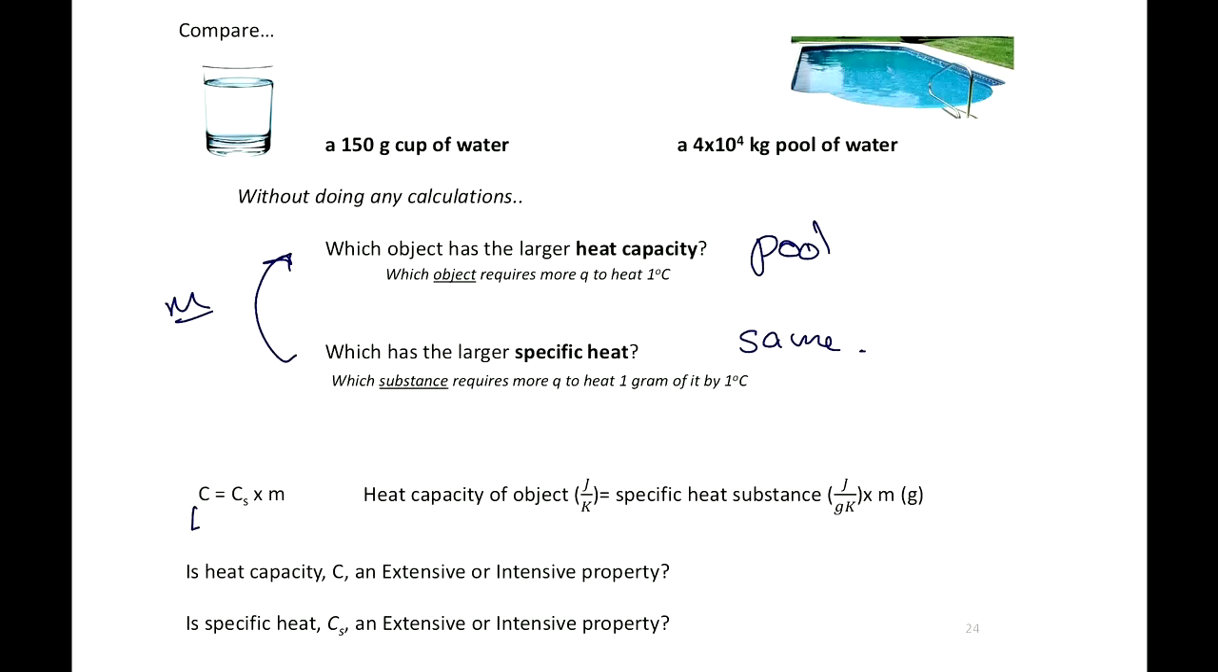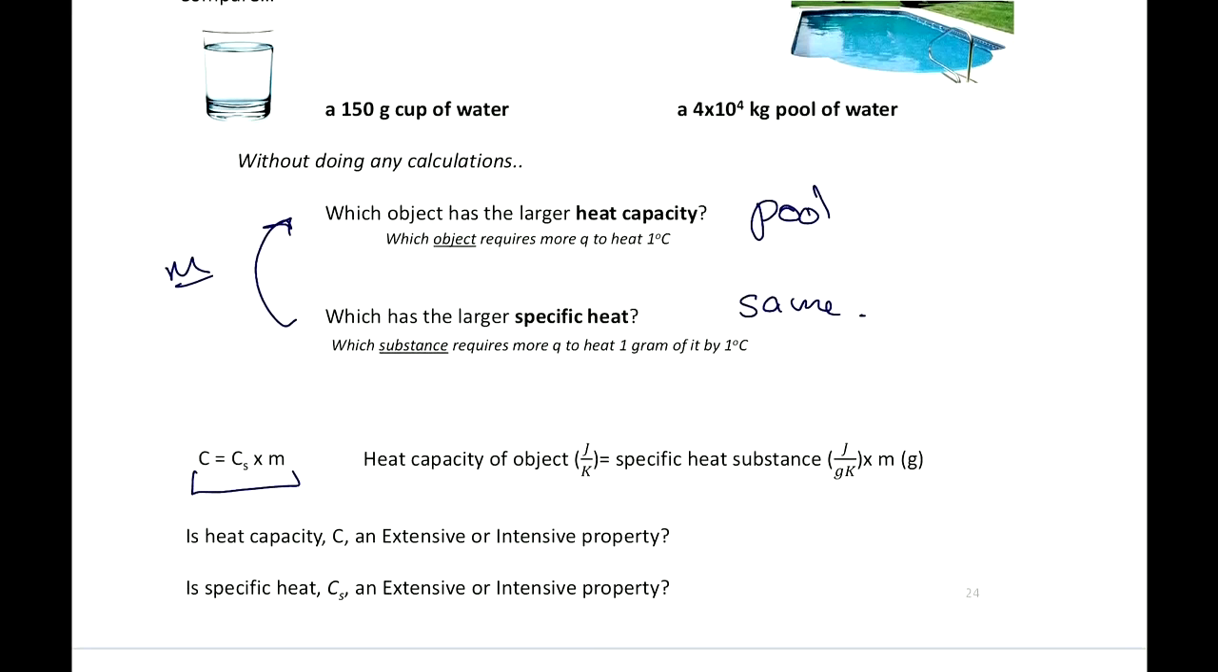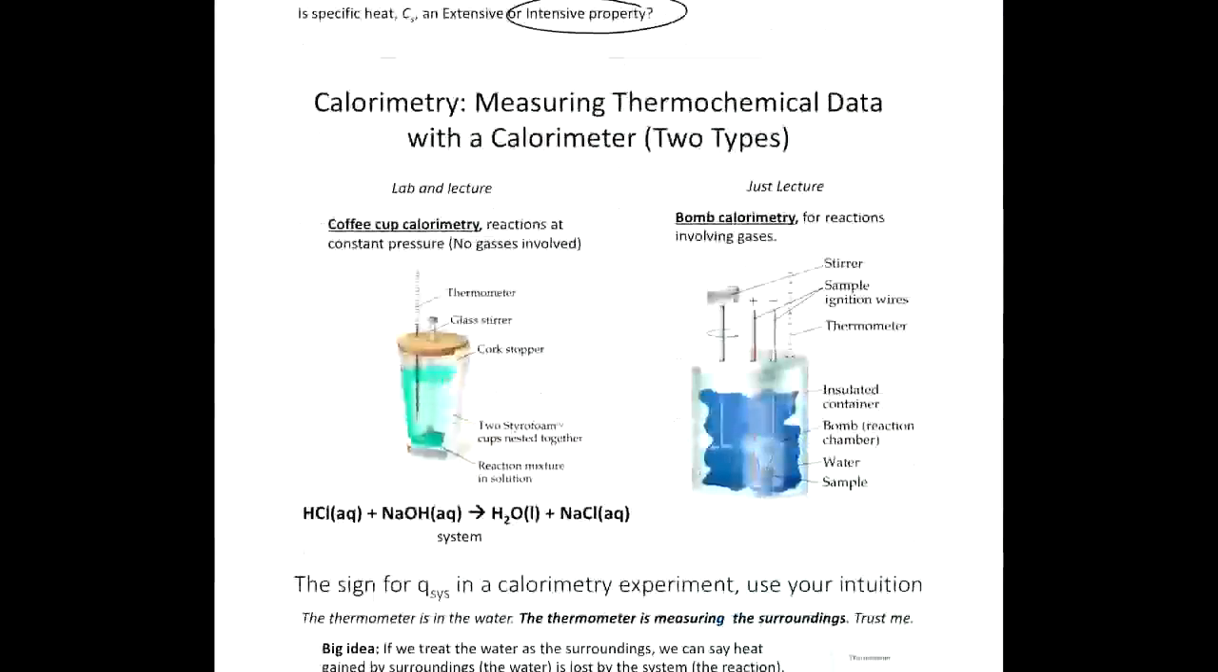All right, that's what I have here. Heat capacity for an object is equal to its specific heat times its mass. That's how we get rid of the gram unit on the bottom. So heat capacity is C. Is it extensive or intensive? Extensive. And then Cs, specific heat, is intensive. Yep, great. Cool, we have 15 minutes. All right, let's go on to the hardest part of the chapter.